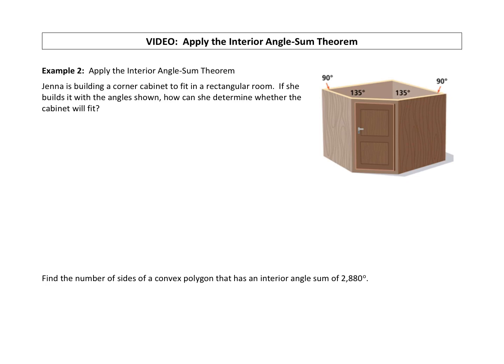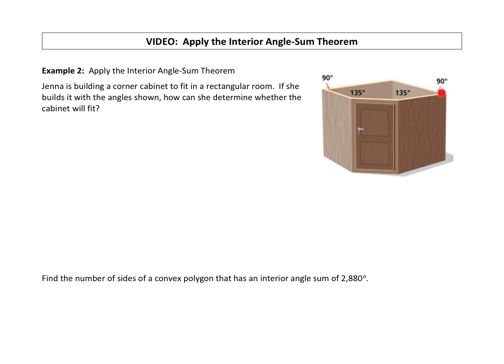All right, so we just talked through all those interior angle sums. So let's apply this. What does this look like in the real world? We've got Jenna. Jenna is building a corner cabinet to fit in a rectangular room. If she builds it with the angles shown, how can she determine whether the cabinet will fit?